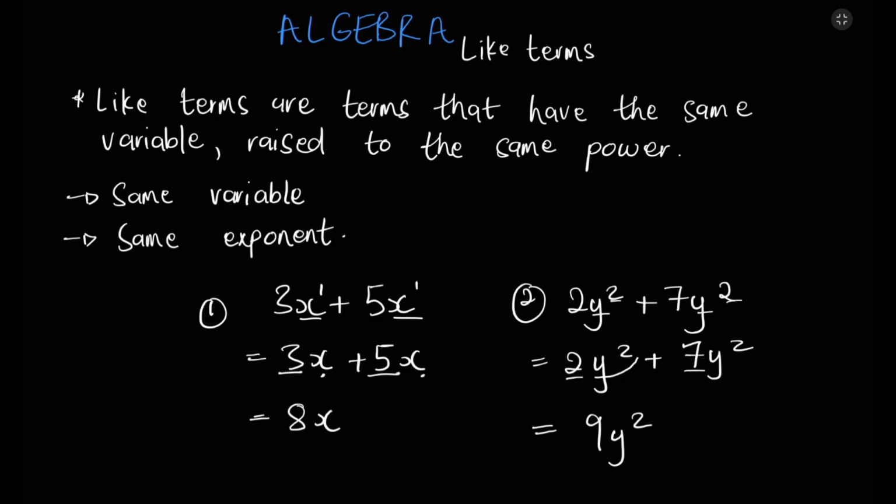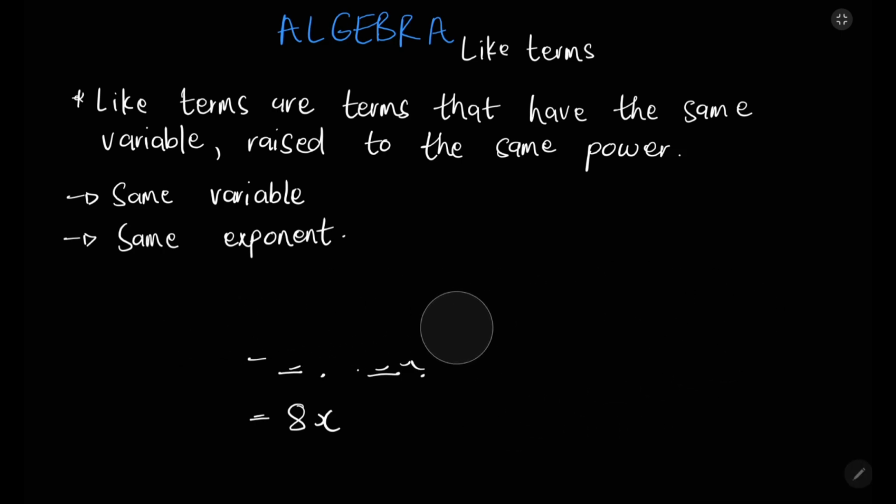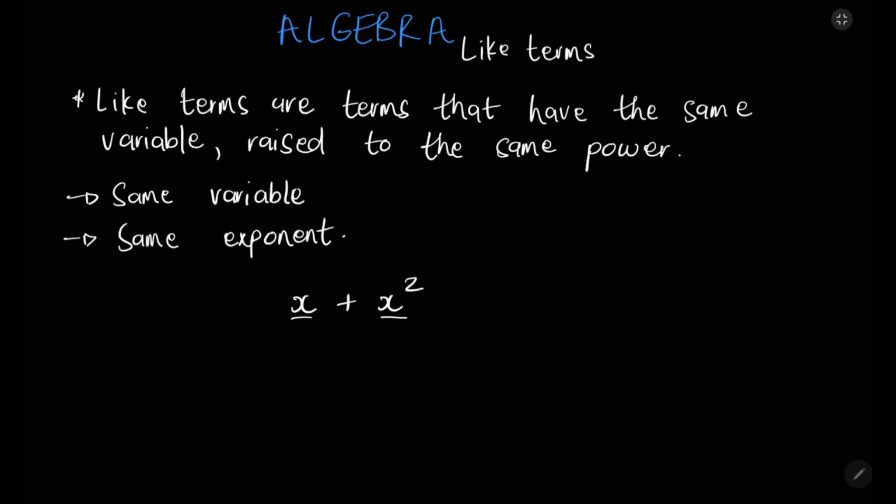So what if we had, let's say, x plus x to the power 2? Are these like terms? Let's check. We have x and x. Our exponent we have to the power 1 and 2. These are not like terms, so we can't really say x to the power 1 plus x to the power 2.